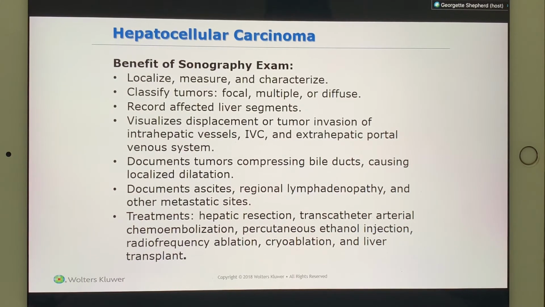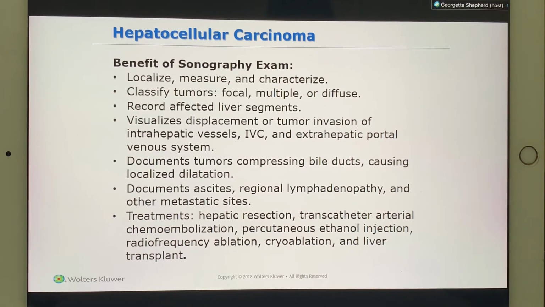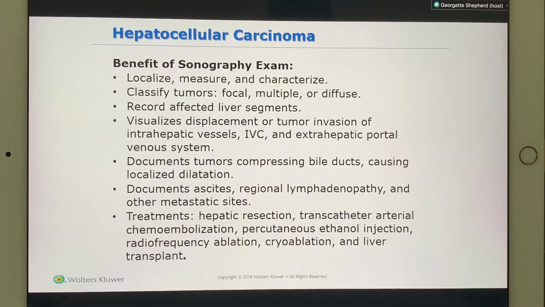Now, what they can do with hepatocellular carcinoma, they can go in and do a transcatheter arterial chemoembolization. They can go in and inject it with ethanol. They can do radiofrequency ablation. They can do cryoablation, or they can do a liver transplant. They can also just go in and take out that section of the liver.